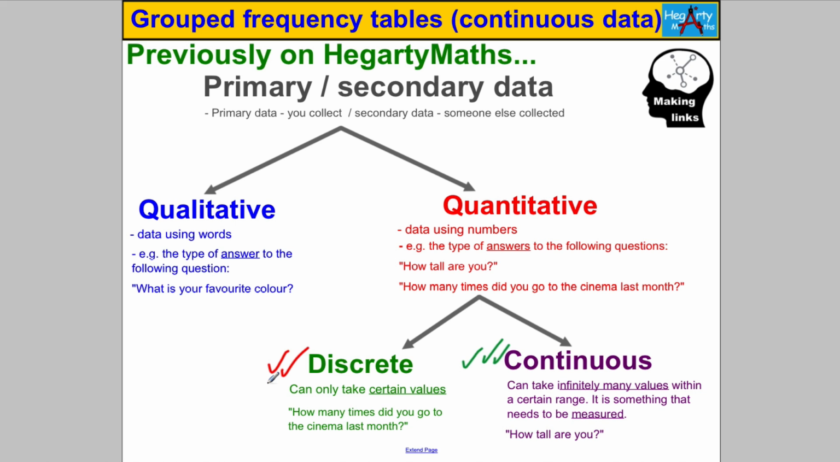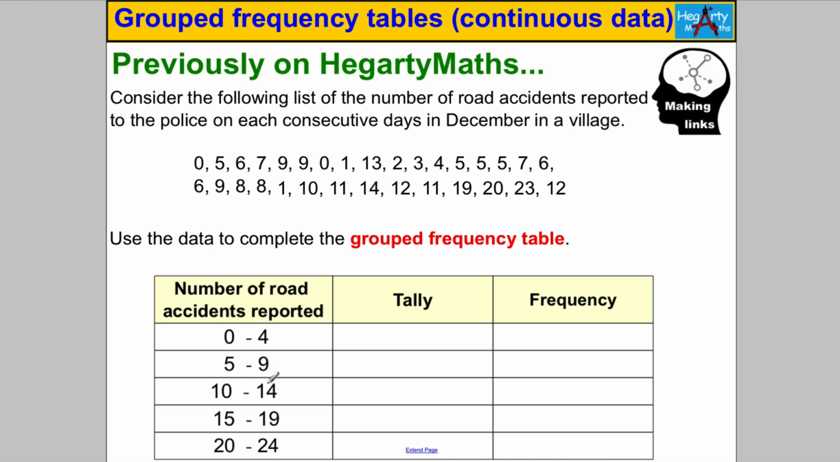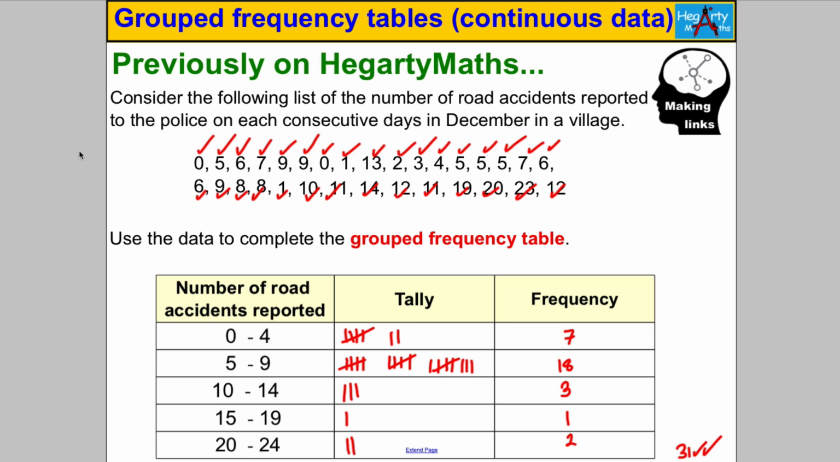In the last video we dealt with discrete data, which usually took whole numbers in the case we were just dealing with. Now the type of question we answered previously was this type of question. So pause the video and double check you can remember how to fill in a grouped frequency table with discrete data. So hopefully you got the following answer as follows.